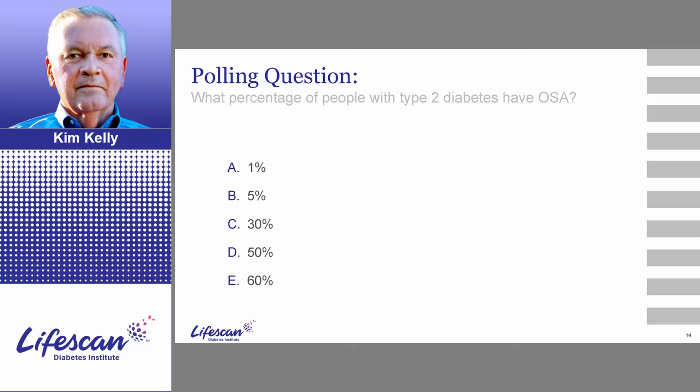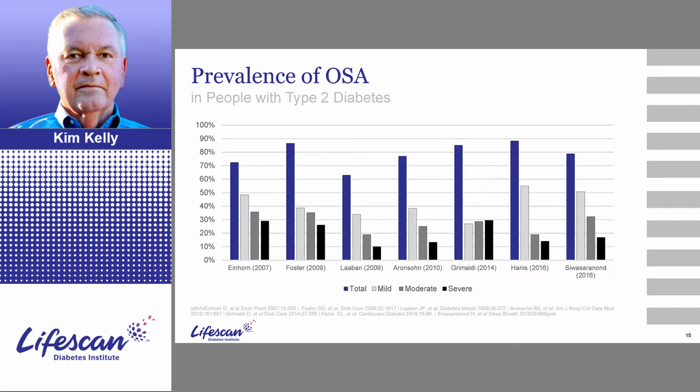The next slide, if I can close the poll here and go back to the slides. The next slide basically shows you a variety of different studies. There have probably been dozens of them. I just picked a few of them from the literature that show you the prevalence of OSA, and these are people with type 2 diabetes, which is the subject of this presentation. And you'll notice that the smallest total index is around 60%.